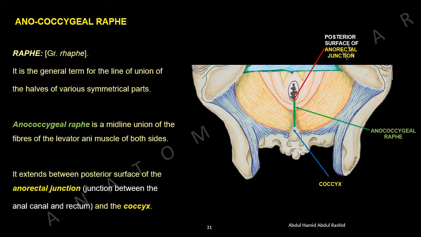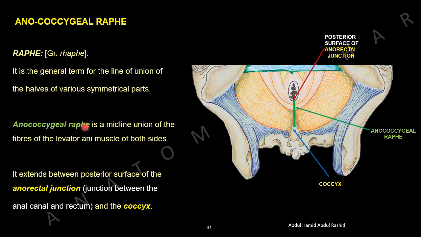Anococcygeal raphe. In this diagram, we are looking at the anal canal. The exact place is where the anal canal joins with the rectum, the anorectal junction. This is the coccyx. Raphe is the general term for the line of union of the halves of various symmetric parts.